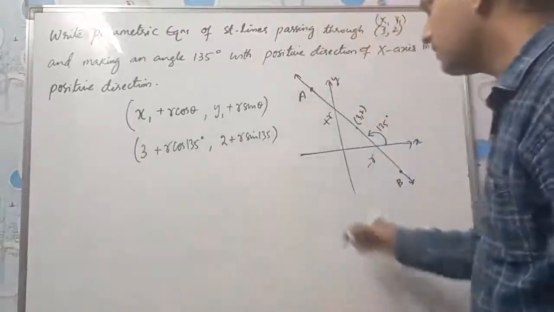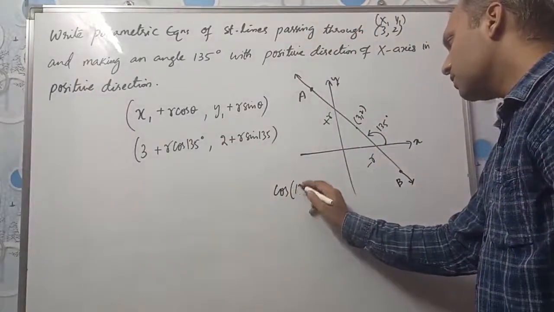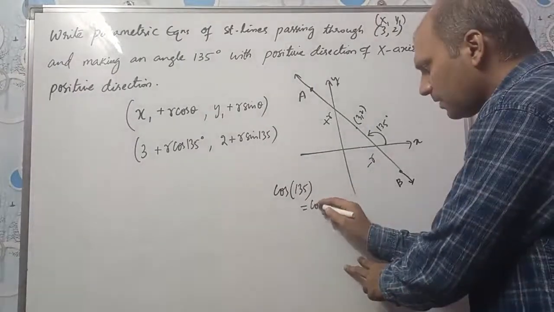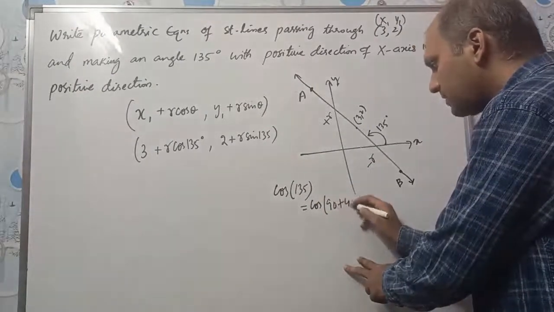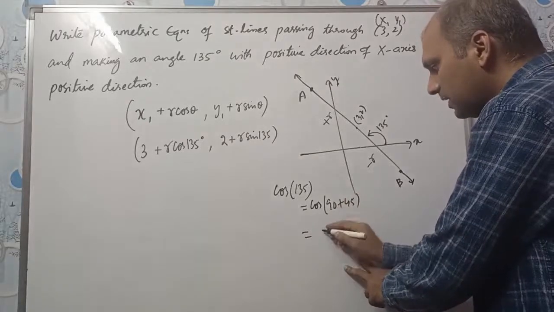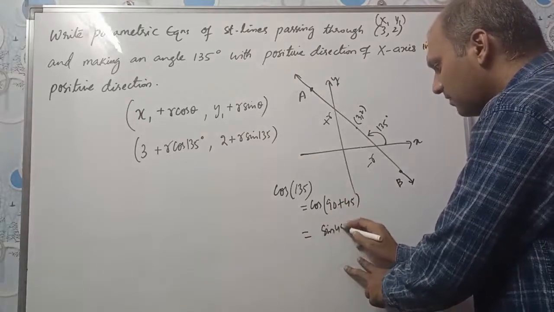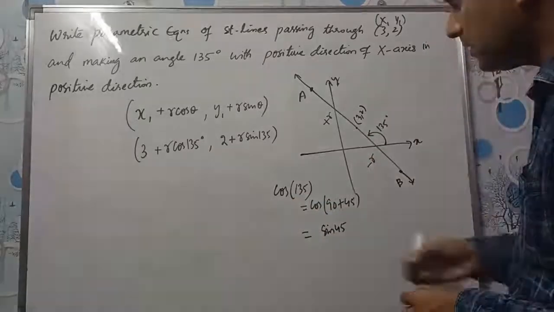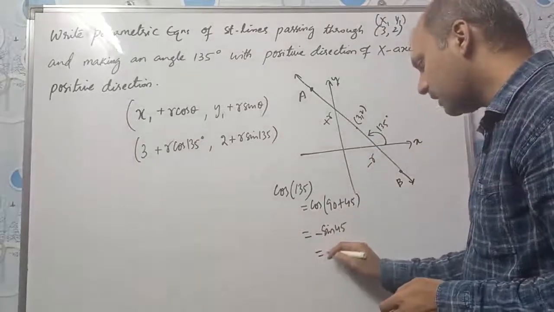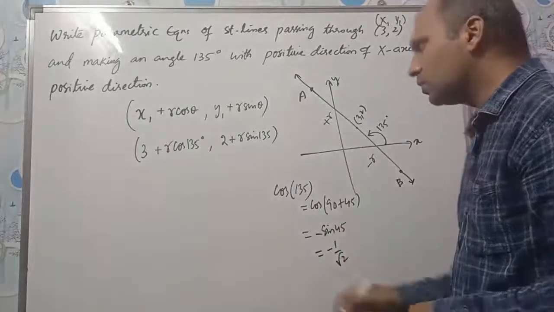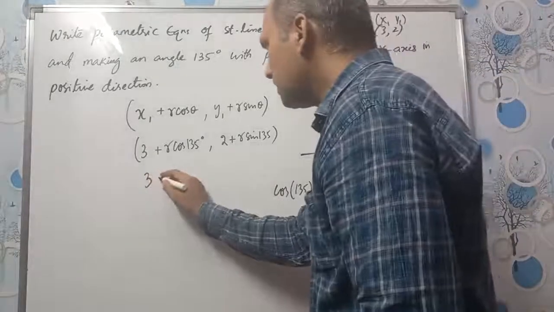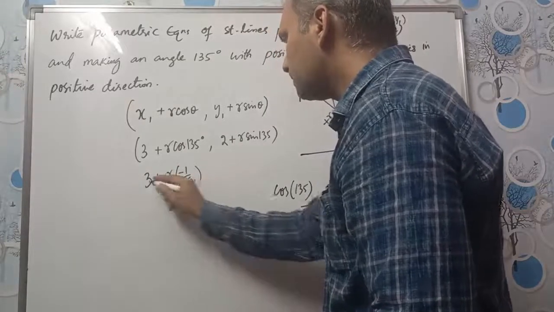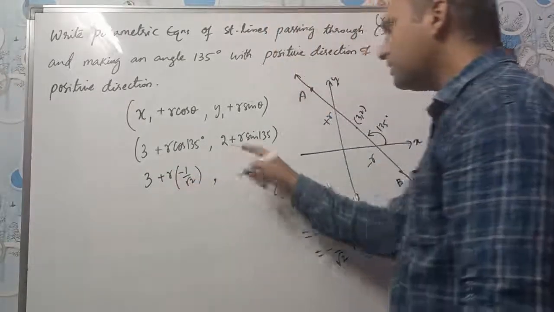Let us find the value of cos 135. We can directly write the values, or see, cos(90 plus 45) is minus sin 45, and 135 lies in the second quadrant, where the cos value is negative. So minus 1 by root 2 will come here. So this is 3 plus r times minus 1 by root 2.